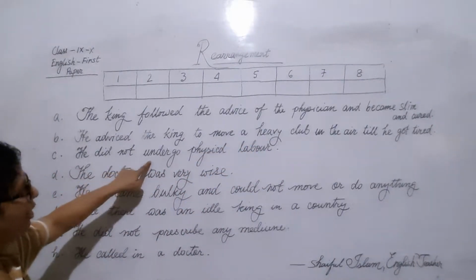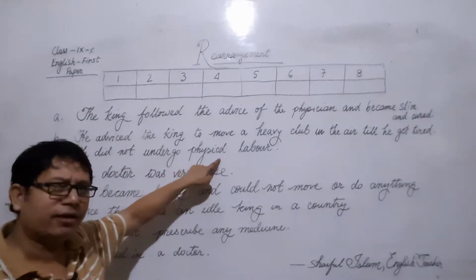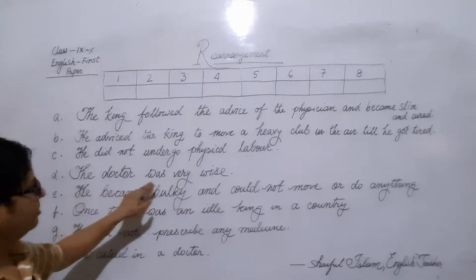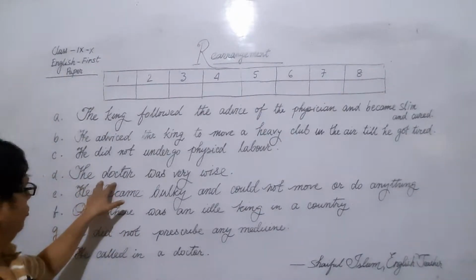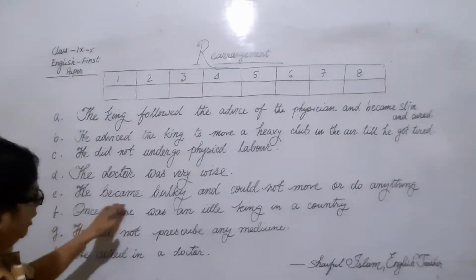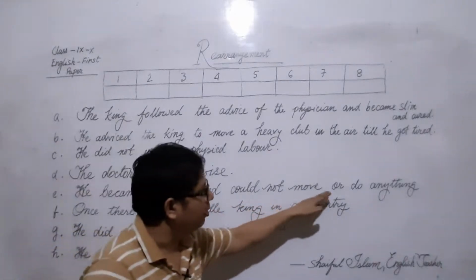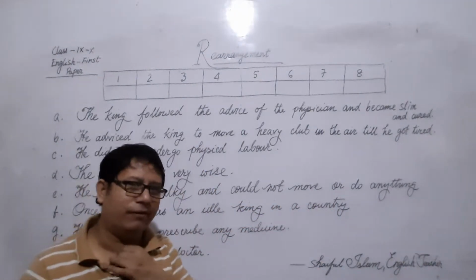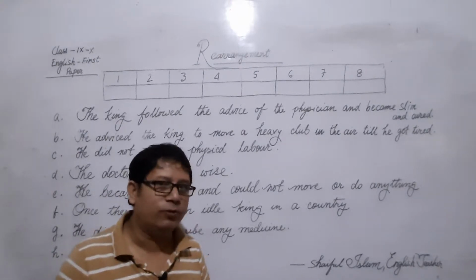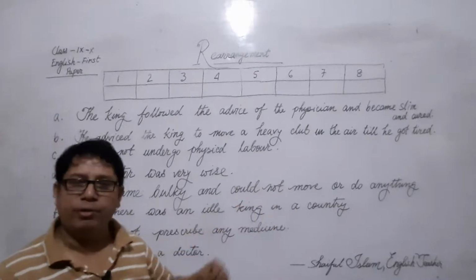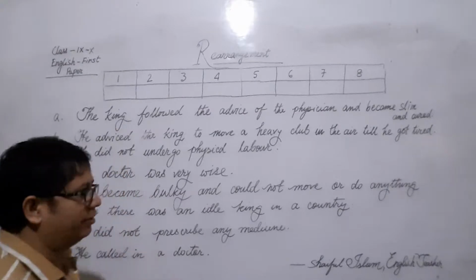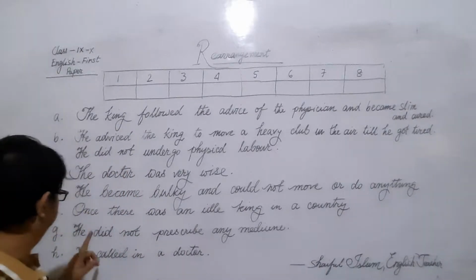He did not undergo physical labor. Who did not undergo physical labor? We have to think about it. The doctor was very wise. Okay, there came a doctor. So we are talking about a king and a doctor. He became bulky and could not move or do anything. So is this the doctor who could not move or do anything? Generally, we do not expect from a doctor this type of activity. So this is definitely someone else. Who is this? Okay.